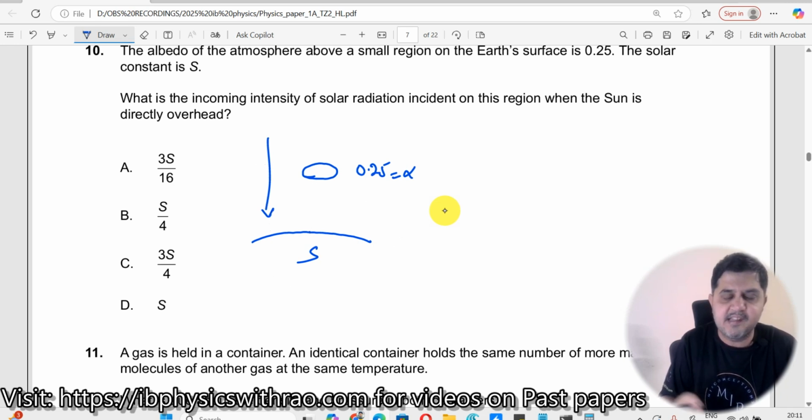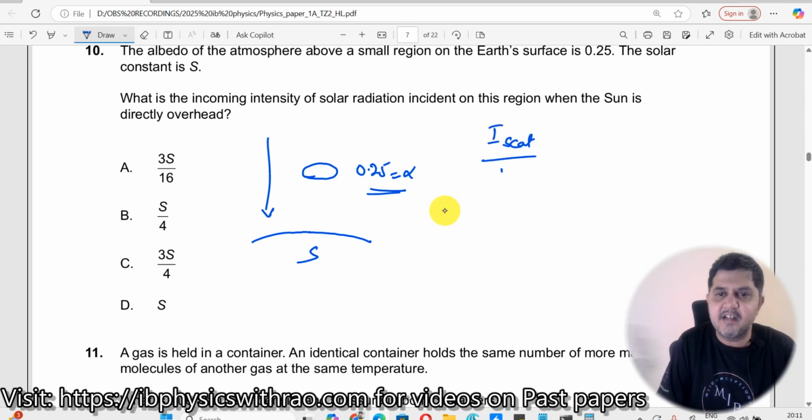Okay. In this region, what is happening? We are not worried about this one, because now this is the atmospheric region over here. Now, what do you mean by this? The alpha tells you I scattered divided by I incident, by definition, is equal to 0.25. When it says solar constant, what is solar constant? Solar constant is nothing but the power of the incident sunlight over a given area. This is nothing but a solar constant. So therefore, this is nothing but your I incident.